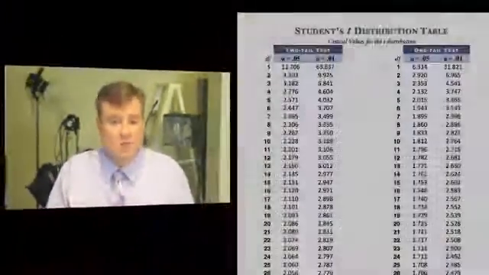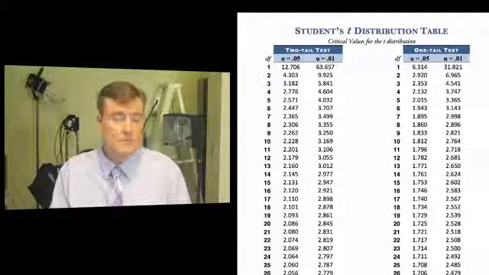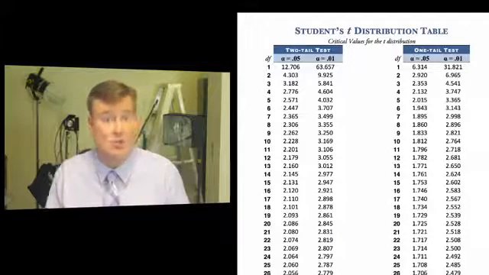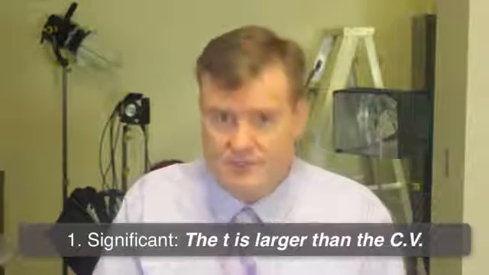So there are 3 ways that we can determine if one mean is statistically significantly different from another mean. And the first is by looking at the t-value. We would go to a table called Student's t-table and look up a critical value. If the t-value is larger than the critical value from that table, then the means are different.